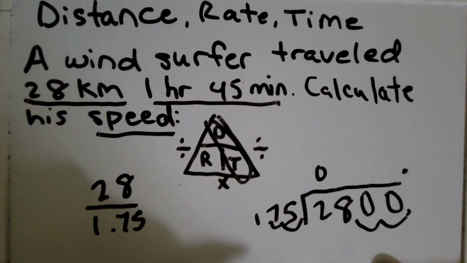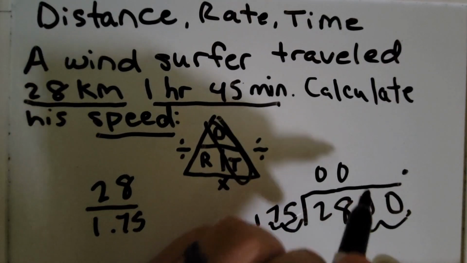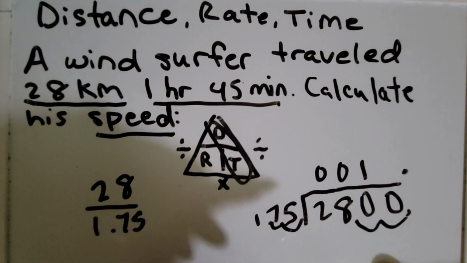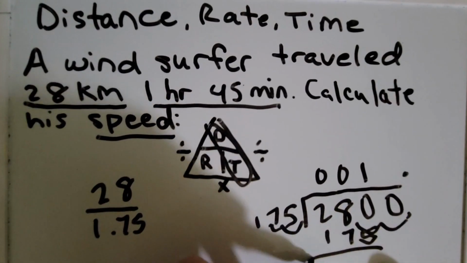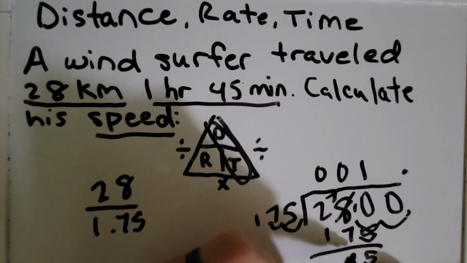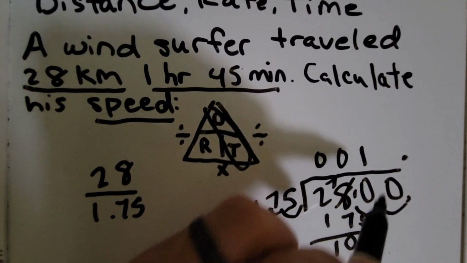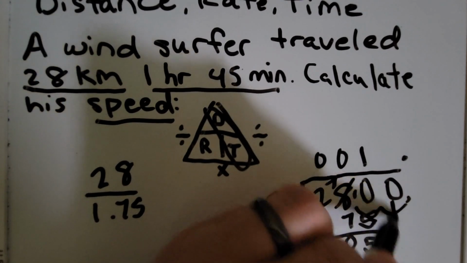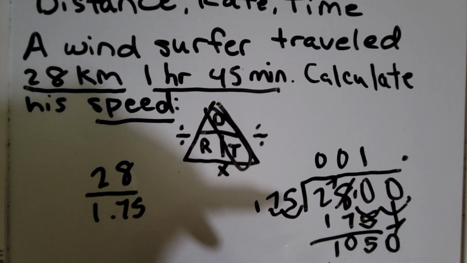So 175 can't go into 2. 175 can't go into 28. However, 175 can go into 280. So let's go ahead and do that. That leaves us with 105. We're going to bring down the 0. Now our next thing is 1050.